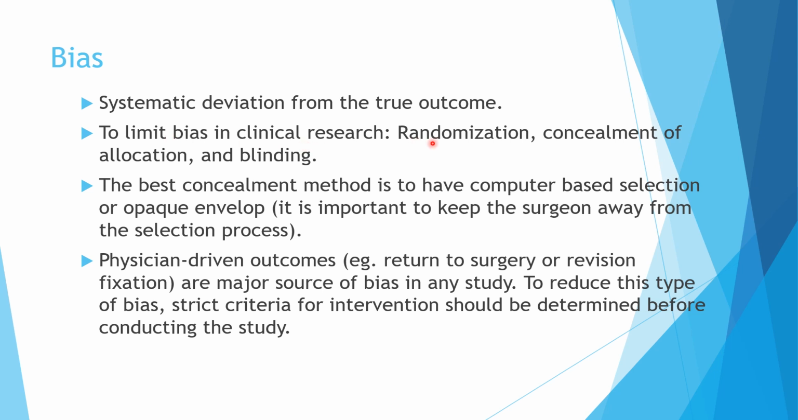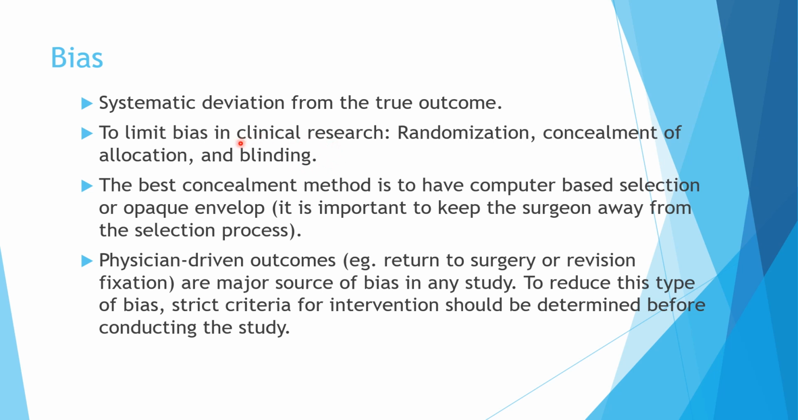How do we limit bias in clinical research? Three main things: randomization, concealment of allocation, and blinding. Randomization means that the patients are randomized to the treatment options. Concealment of allocation and blinding are not the same. Concealment of allocation means that the person who allocates the patient to the treatment option does not know which direction the next patient will go. He doesn't know whether the patient in front of him will go to treatment group A or B. That's called concealment of allocation.